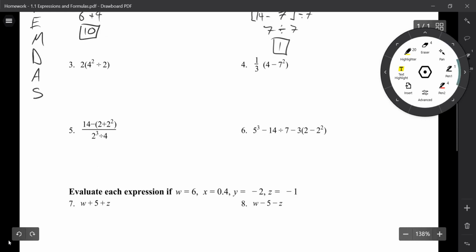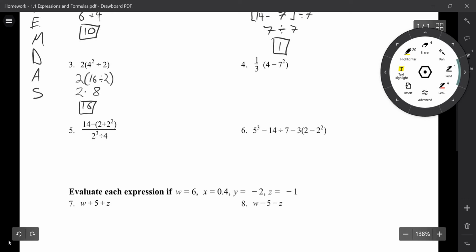For number 3, we've got parentheses, and in that parentheses we've got a division symbol and an exponent. Exponents come before division, so we've got to do that one first. So we'll bring everything else down, 2 outside of the brackets. 4 squared is 4 times 4, which is 16, divided by 2. Now all that's left in the parentheses is that division sign. So we've got 2 times 8. 2 times 8 is 16. We're all set.